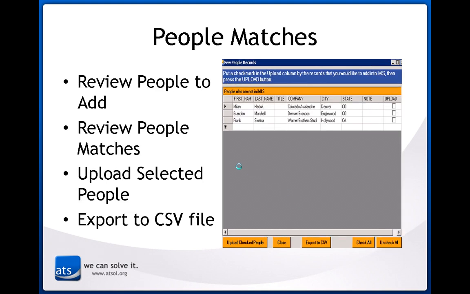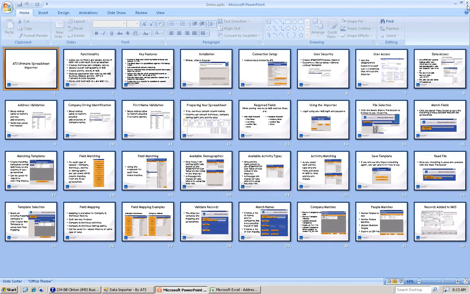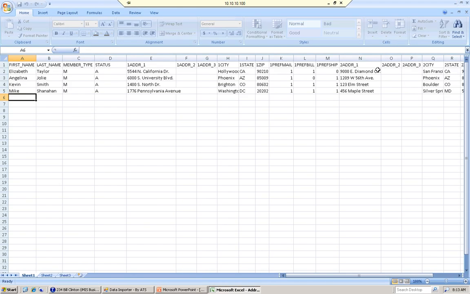For people matches, you can review people to add, review possible people matches, and then upload the people file. You can also export this to a CSV for review as well. Finally, once the import is complete, you can review your records added to iMIS. So now I'm going to show you a demonstration of importing a file into the iMIS database.